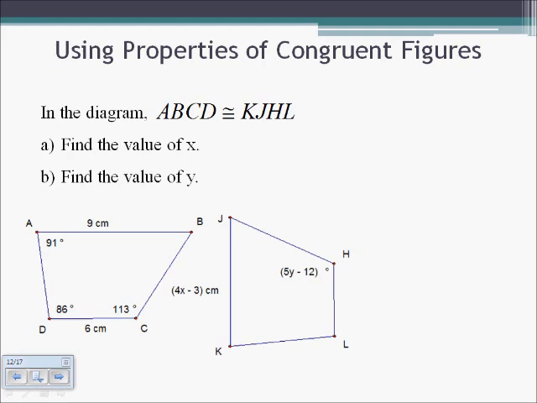Alright, using property of congruent figures, in the diagram we have ABC is congruent to KJHL. We want to find two things, find the value of X and find the value of Y. Well, what we need to do is at least rotate the figure so we have a common ground, or take a look at it from the outside and kind of just piece together what we do know.